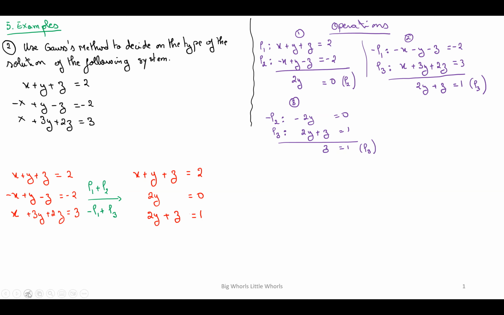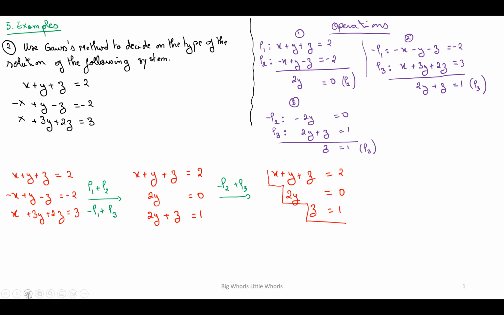Is that okay? So let me write it here. So we have minus row 2 plus row 3 is equal to z equals 1, and we have x plus y plus z equals 2. We haven't done anything to row 1 and row 2. In the previous system, we have 2y equals 0. And now in this new system, we are going to write z equals 1. As you can see, we have our echelon form. Is that okay? And now let's decide on the type of solution set.